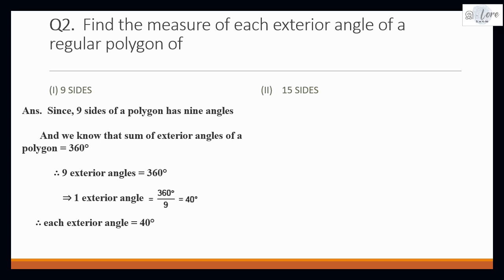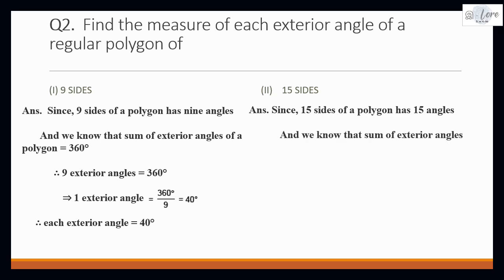Then come to the next question: a polygon with 15 sides. How to find out? Since a polygon with 15 sides has 15 angles, we need to find the sum of the exterior angles. The sum of the exterior angles of any polygon is 360 degrees, even when it has 15 sides. So we should be very careful about it. The 15 exterior angles will sum to 360 degrees.